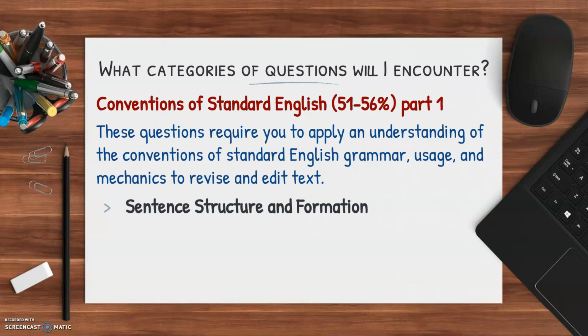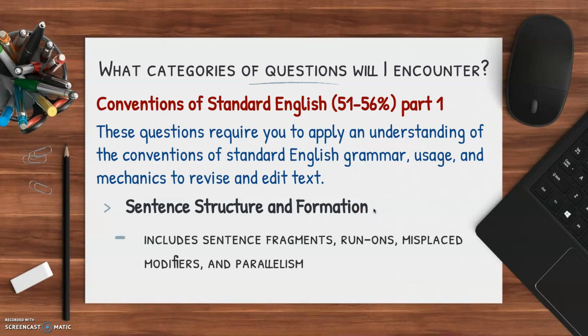So the first way you'll do this is through sentence structure and formation. Here you're going to see things like sentence fragments, run-ons, and misplaced modifiers, and you'll need to be able to correct those things. You'll also want to be able to ensure parallel structure in a text.